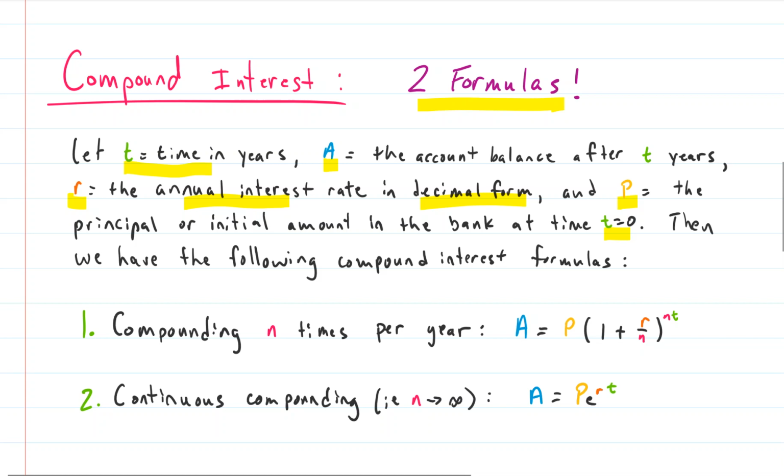So now that we have all those pieces, we can discuss the two following compound interest formulas. The first compounds n times per year, and that is A equals P times (1 plus r over n), all raised to the nt power. That's n times t.